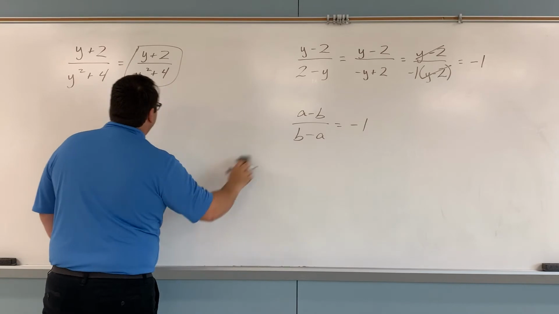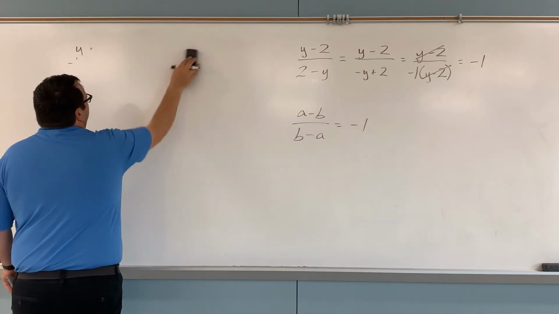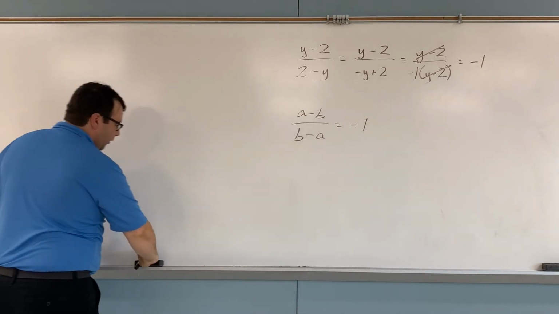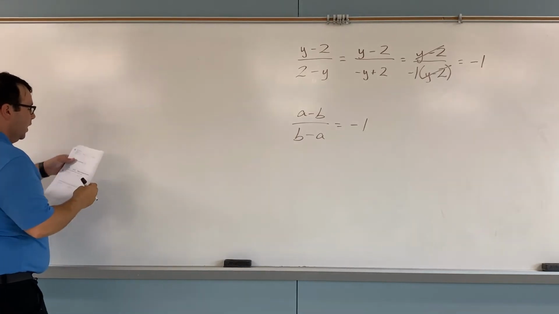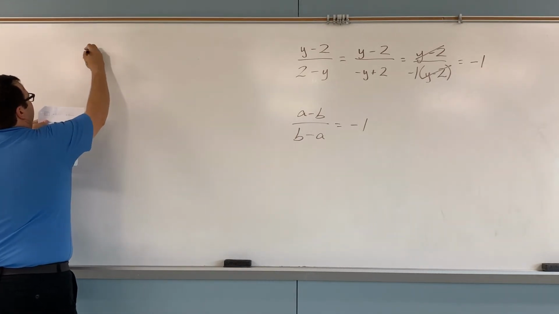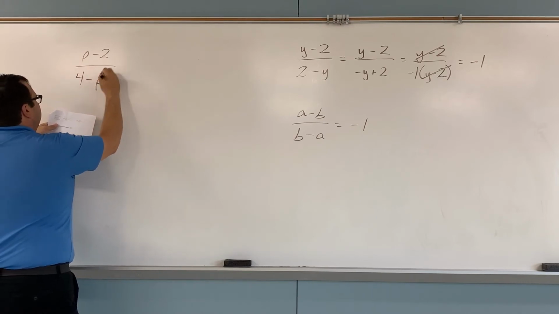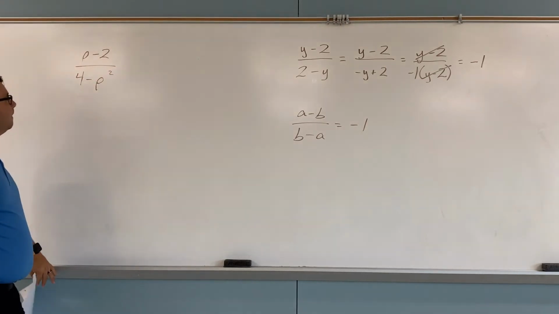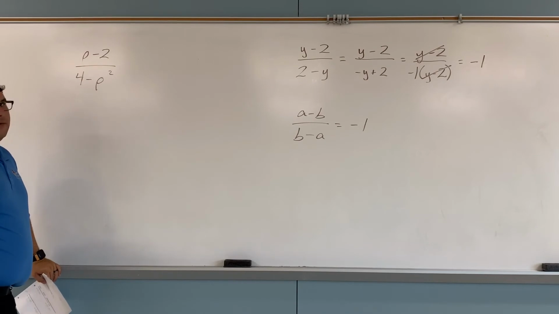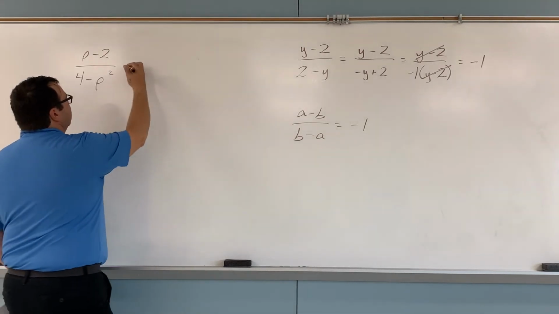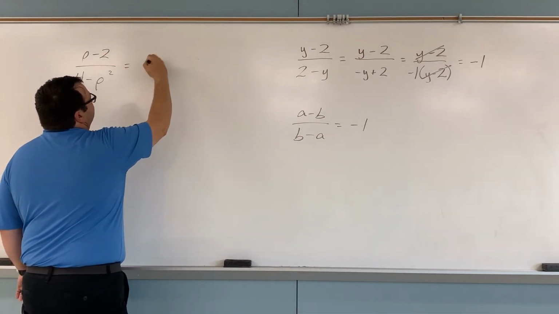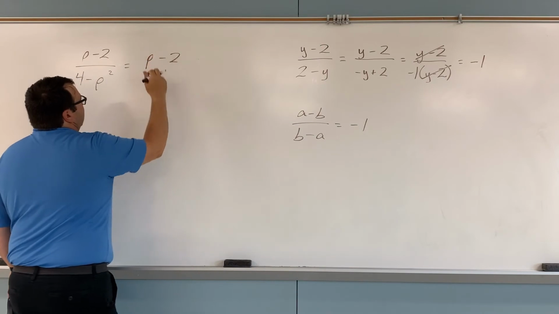Now, this is a very important concept as we move forward because it will pop up a little bit more often. Let's say I have something else. Let's say I have p minus 2 over 4 minus p squared. Interesting. So first things first, let's write our p first. I like my p's before my values. That's just a preference. So I have p minus 2.